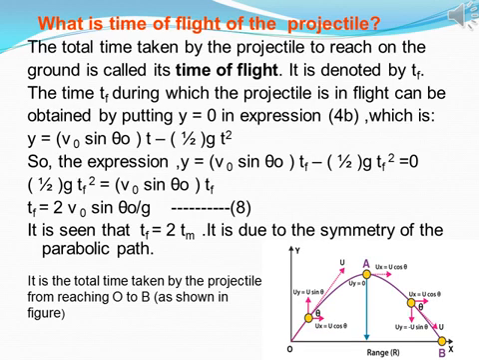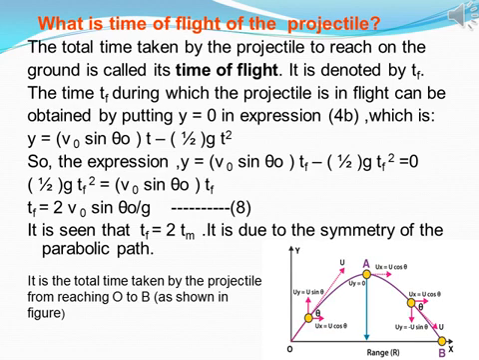The time Tf during which the projectile is in flight can be obtained by putting y is equal to 0 in the expression 4b, which is y is equal to v0 sin theta 0 t minus half g t square. So the expression becomes y is equal to v0 sin theta 0 tf minus 1 by 2 g tf square is equal to 0. Then 1 by 2 g tf square is equal to v0 sin theta 0 tf. So tf is equal to 2 v0 sin theta 0 by g, which is the expression 8.